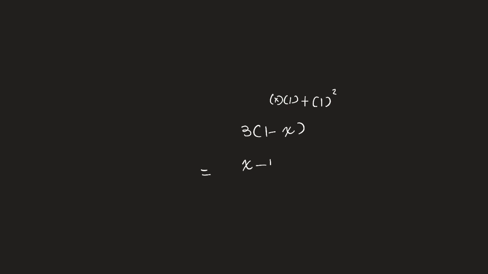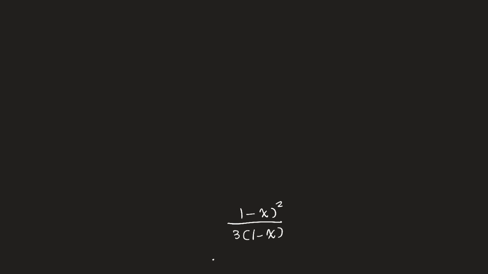So I have x minus 1 squared over 3 times 1 minus x. And actually, you know that 1 minus x squared is still the same. So at the end, you can simplify it like this. You have 1 minus x over 3. I guess you know that to do this simplification, you have to be familiar with factorization.